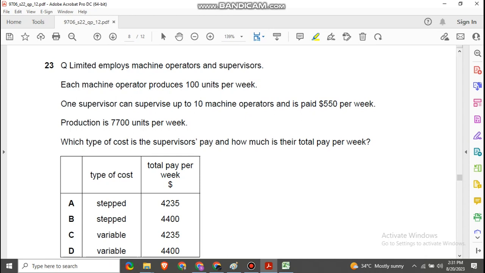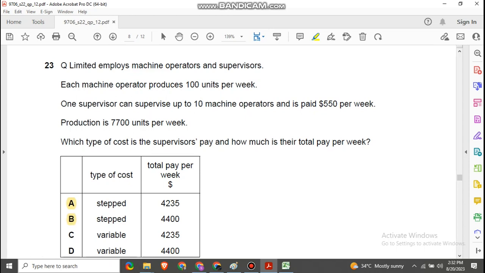That supervisor again can supervise another 10. And if I need more than that, then I need to hire a third supervisor, and so on. That is how we can calculate the cost here. So it remains the same or fixed for a certain time, and then it changes. Again, it remains fixed for a certain number, and then again it changes. So it is the nature of a fixed step cost. So either option A or option B is correct.